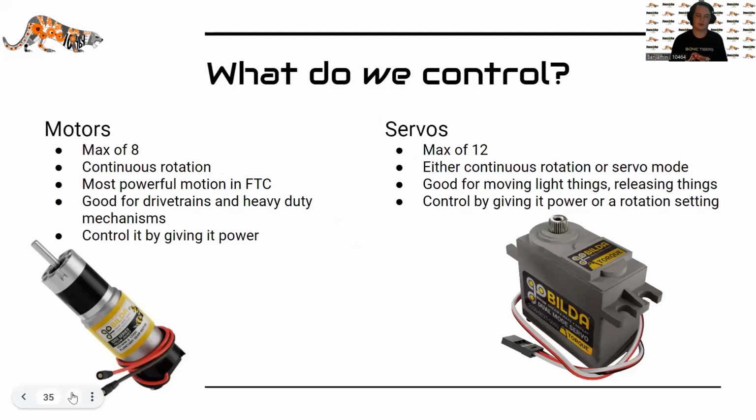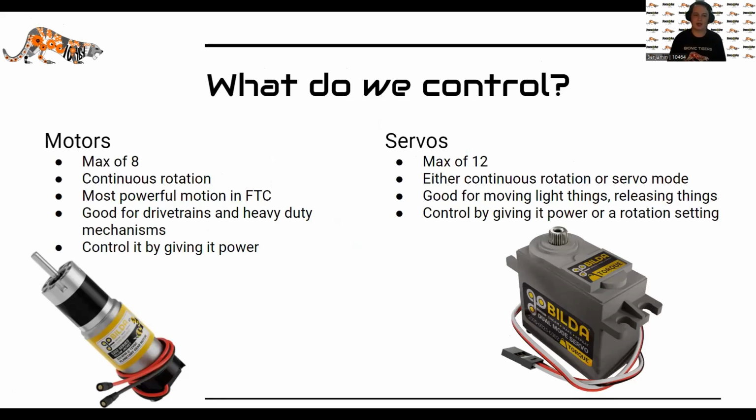And what do we control? There are two main things that we use to move stuff on the robot, which are motors and servos. Motors, you can only have a maximum of 8. They're continuous rotation, so they rotate continuously, and they're the most powerful motion in FTC. They're good for drivetrains because you obviously need to move your entire robot, and heavy duty mechanisms. If you have an arm you're rotating that has a lot of weight on it, those are very good things to use motors for.